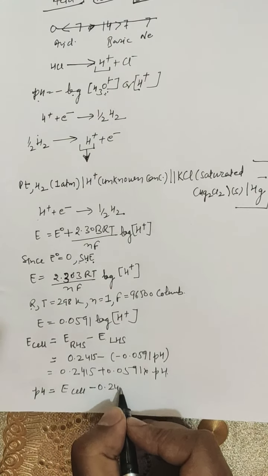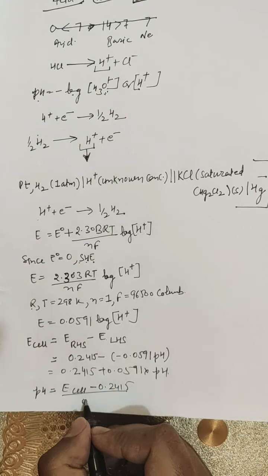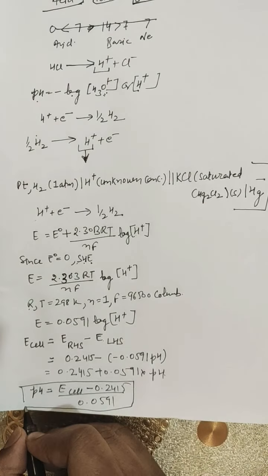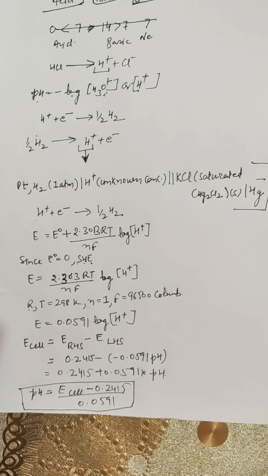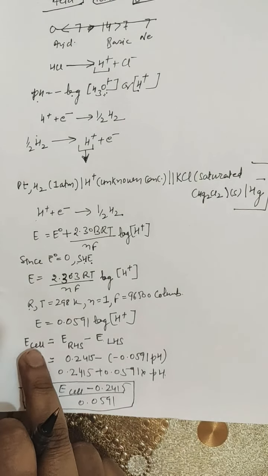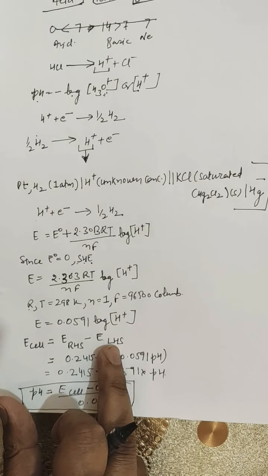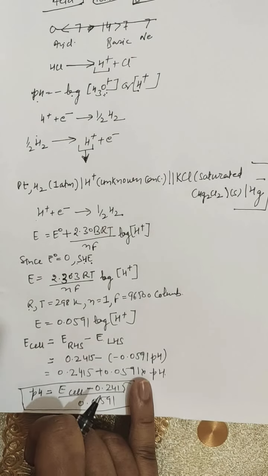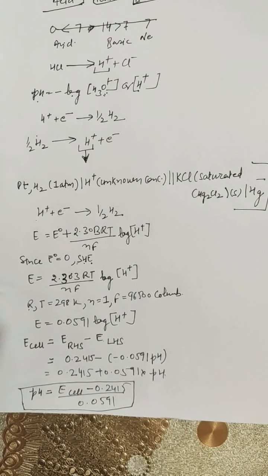So further simplifying this equation, pH can be calculated as E of cell minus 0.2415 divided by 0.0591. So it is basically this kind of reaction. So this is the pH, and this is how pH is calculated using a hydrogen electrode. The E of the cell is calculated by E RHS minus E left hand side, and the value of E RHS is 0.2415, and further this is 0.0591, and after simplifying it, this becomes this.